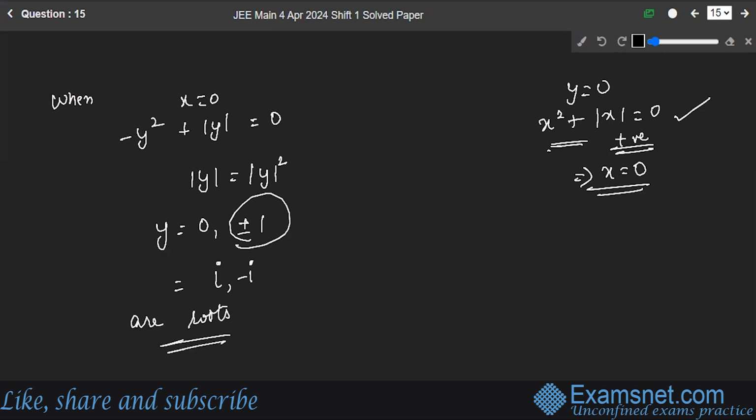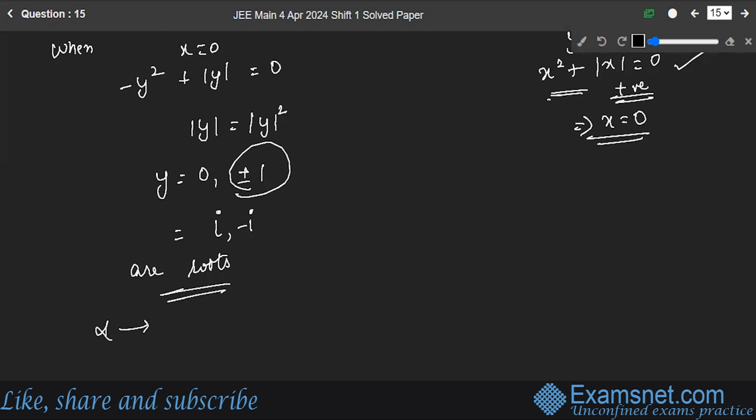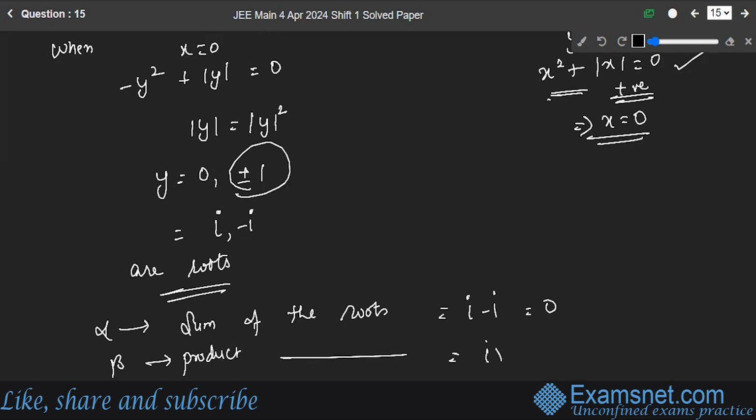So what is alpha? Alpha is the sum of the roots. So alpha is the sum of the roots, which is iota minus iota, which is 0, and beta is the product of the roots. Iota times minus iota is minus iota squared, which is minus of minus 1. This will be equal to 1.